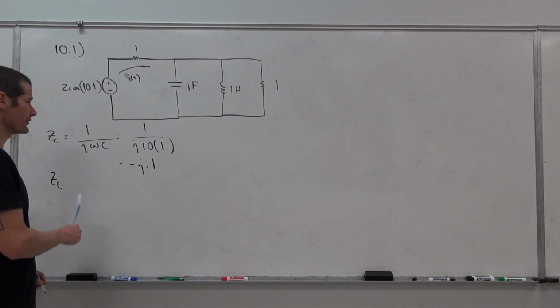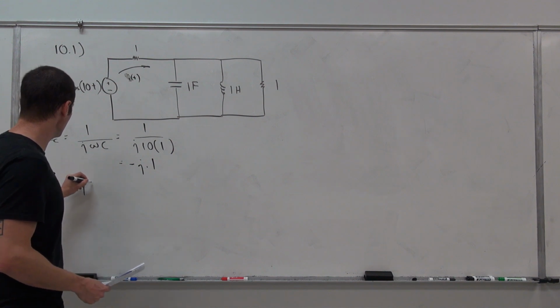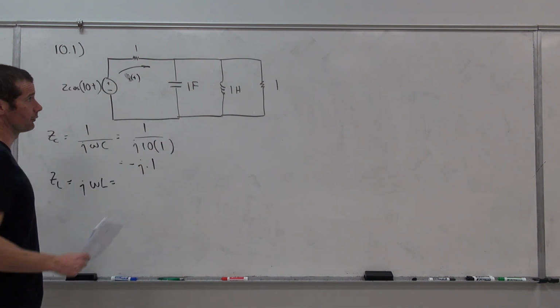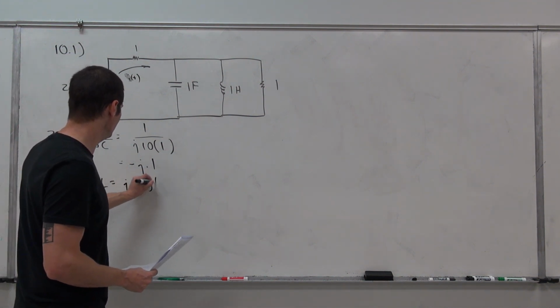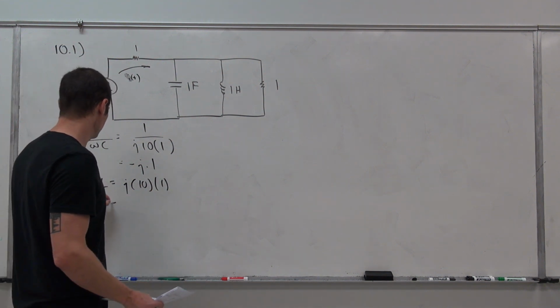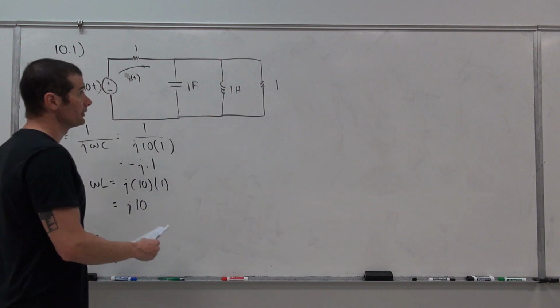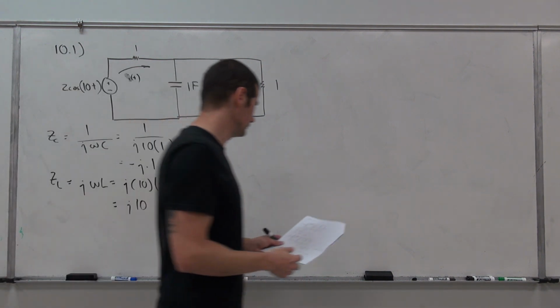For ZL, ZL is j omega L. That's equal to j times 10 and then times 1 henry. So j10 times 1. And that comes out to be equal to a value, obviously, of j10. So now we just go ahead and convert the circuit into its impedance equivalent.